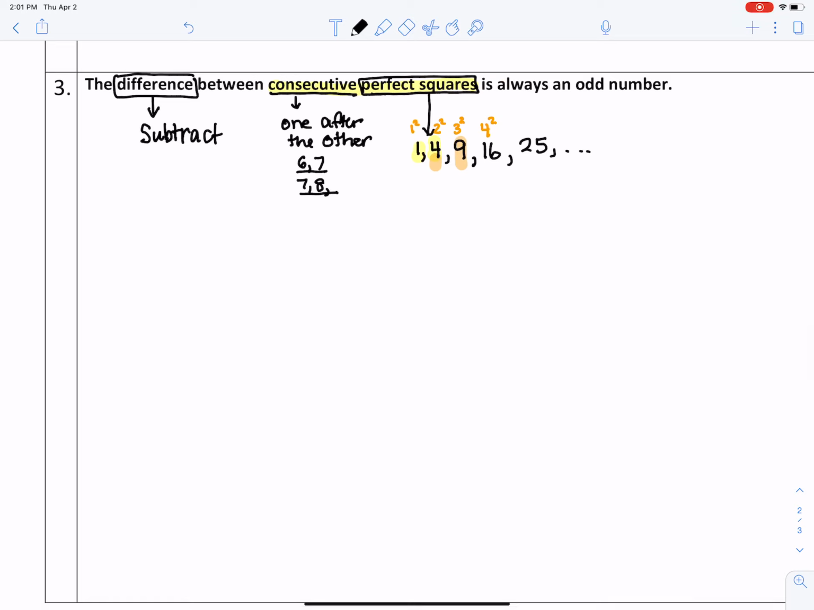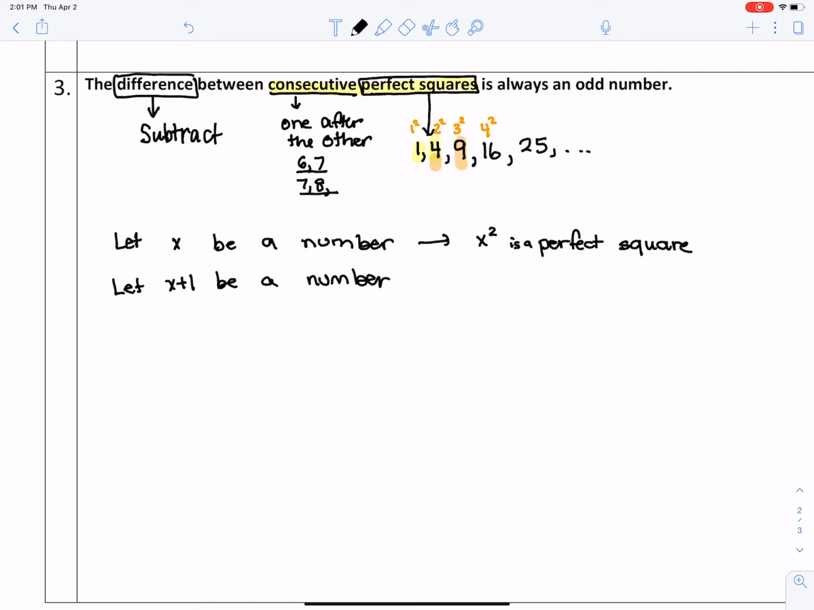So let's let x be a number, and let me slow this down a little bit. That number squared is a perfect square. Okay, now I need to take a consecutive perfect square. So I need to let x plus 1 be a number.